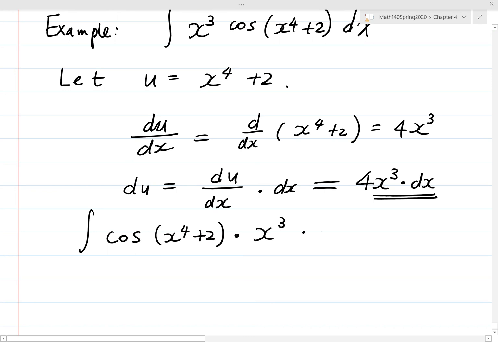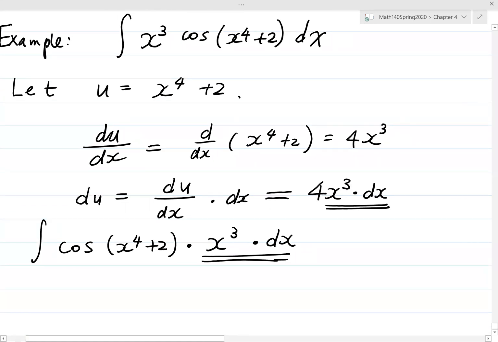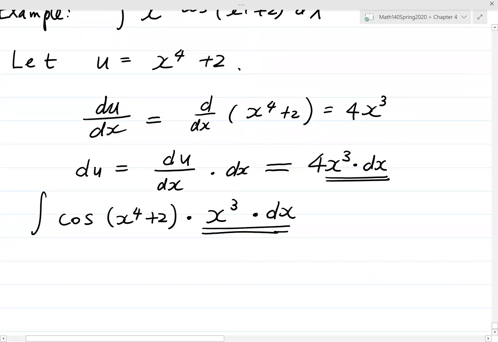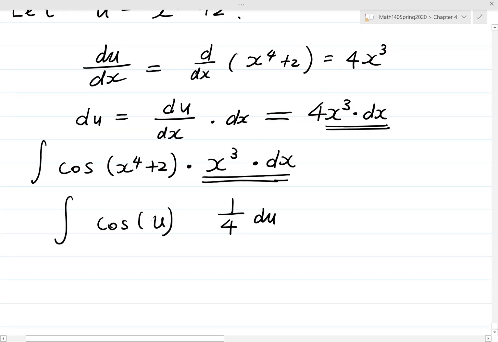Remember, multiplication is commutative, and the relation of the integrand with dx is multiplication. So we have x cubed dx in both places. Now we solve for x cubed dx by dividing by the coefficient 4, so this is a quarter du. Then we substitute the parentheses by u, giving cosine u, and the 1/4 we can factor out. So it's 1/4 cosine u du.